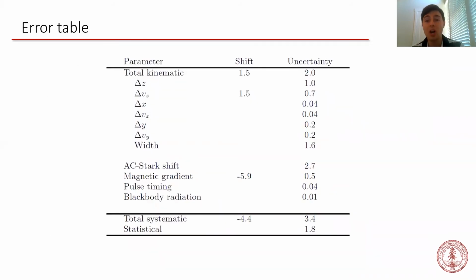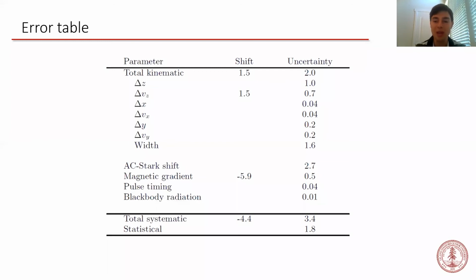This table summarizes all of the relevant systematic errors in our EP test. We've discussed the linear kinematic errors, the AC Stark shift, and the magnetic gradient. And I'm happy to say a few words about any of the other terms if there are questions about them. As you can see from the table, the systematic uncertainty is primarily limited by the Stark shift, which contributes 2.7 times 10 to the minus 12. The magnetic gradient shifts the result by about 6 times 10 to the minus 12, but that doesn't contribute very much additional uncertainty because we measured the shifts to 10%. So adding these errors in quadrature, the combined systematic uncertainty is 3.4 times 10 to the minus 12.